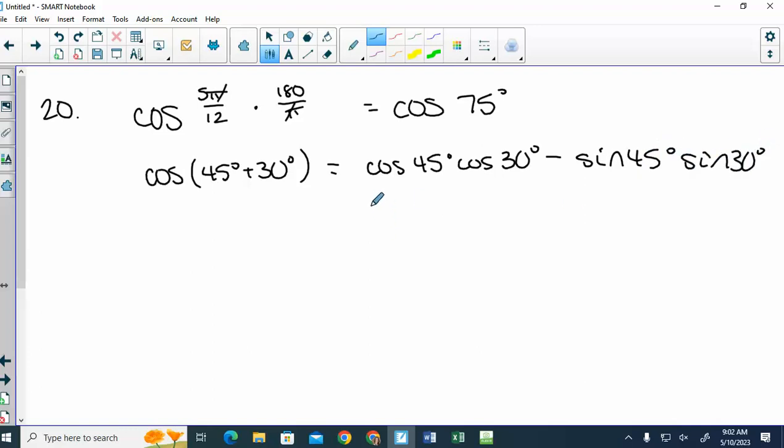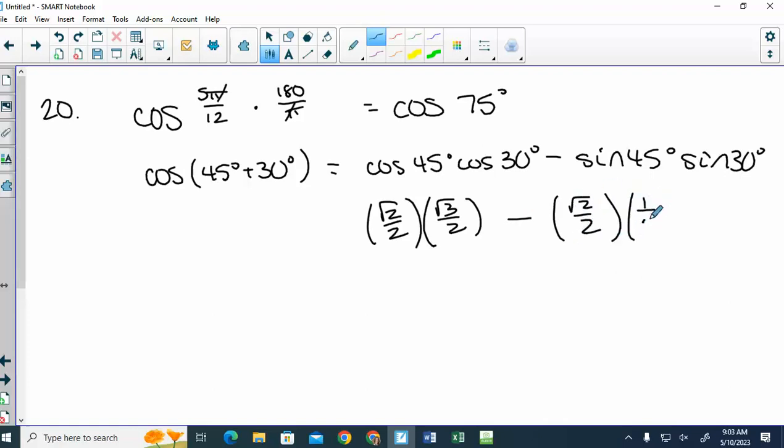So the cosine of 45 is radical 2 over 2. Cosine of 30 is radical 3 over 2. Minus sine of 45, radical 2 over 2. Sine of 30, 1 over 2, or 1/2. You guys know where I'm getting all of those from, my hand trick? So if we multiply radical 2 times radical 3 is radical 6, over 2 times 2 is 4, minus radical 2 times 1 is radical 2 over 4.